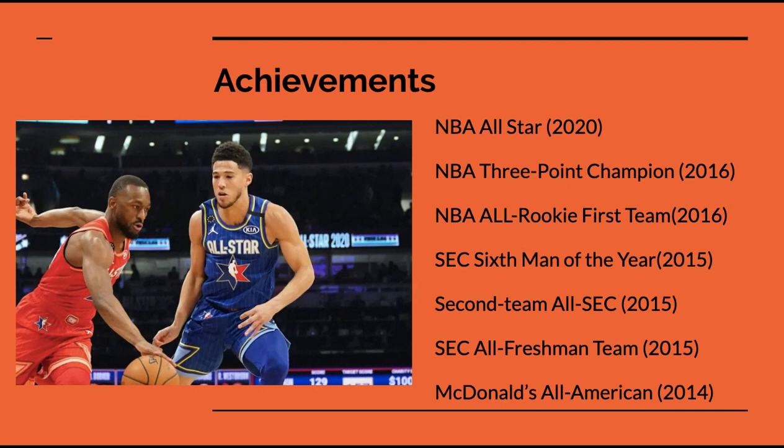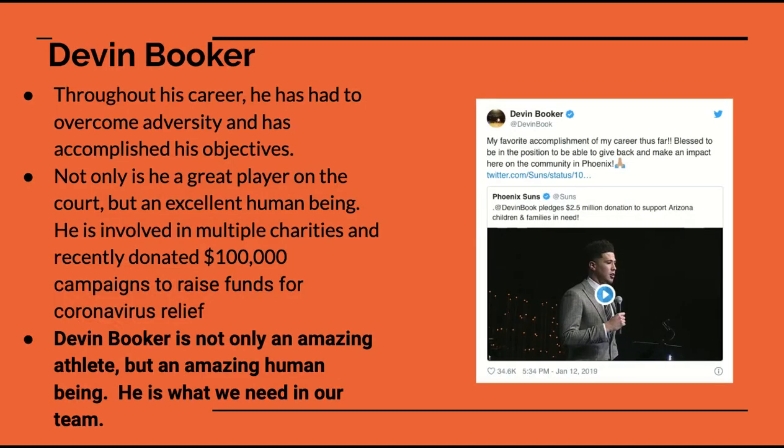Here, we have a list of his achievements throughout his career. Again, these facts can be used to persuade the class. On the third slide, we deliver our claim. The claim, for example, is Devin Booker is not only an amazing athlete, but an amazing human being. He is what we need in our team.